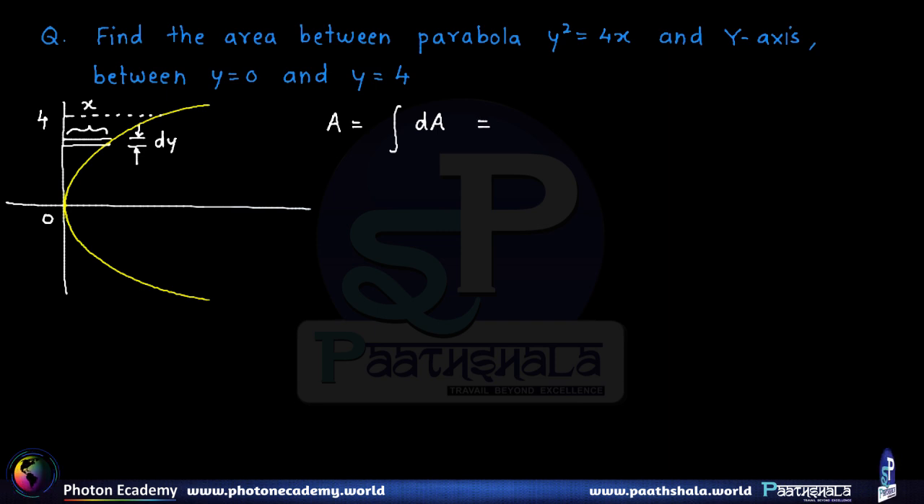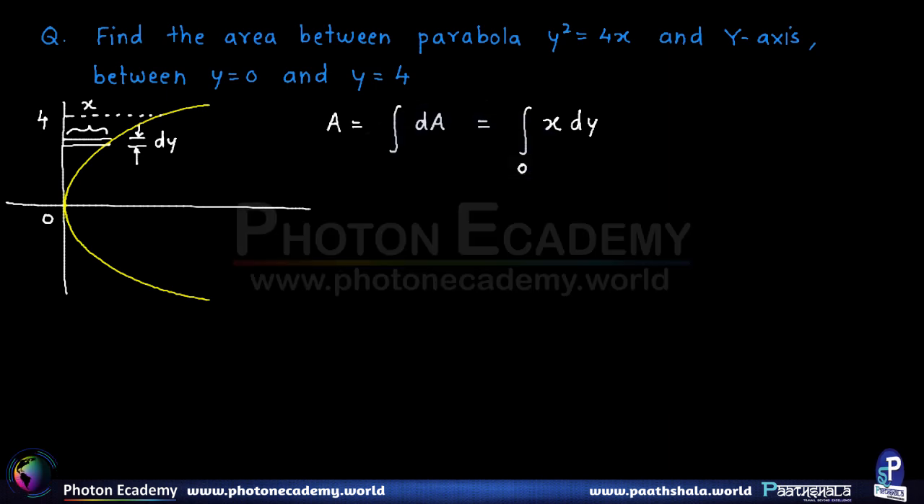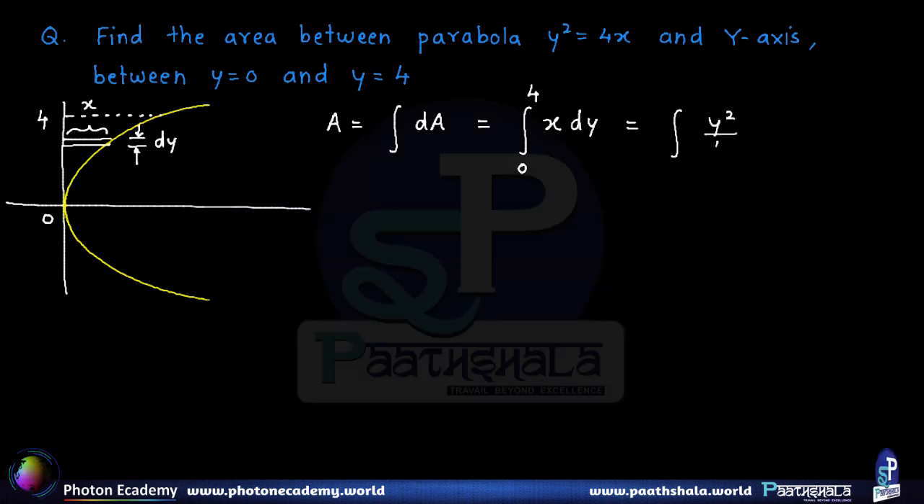Now that is further equal to the area of one strip, which is x into dy. So you see here y is the variable of integration, and y varies from 0 to 4, which is given to us. So now we will have to express x in terms of y. Looking at the equation of the parabola, since y square is 4x, therefore x is nothing but y square by 4 dy. The limits are 0 to 4.